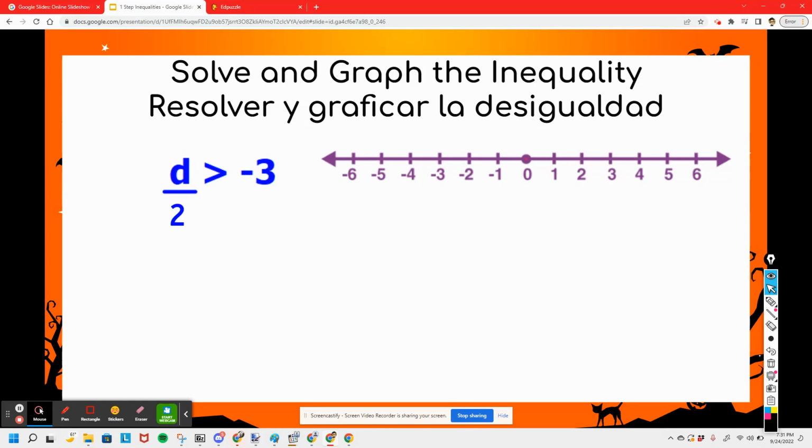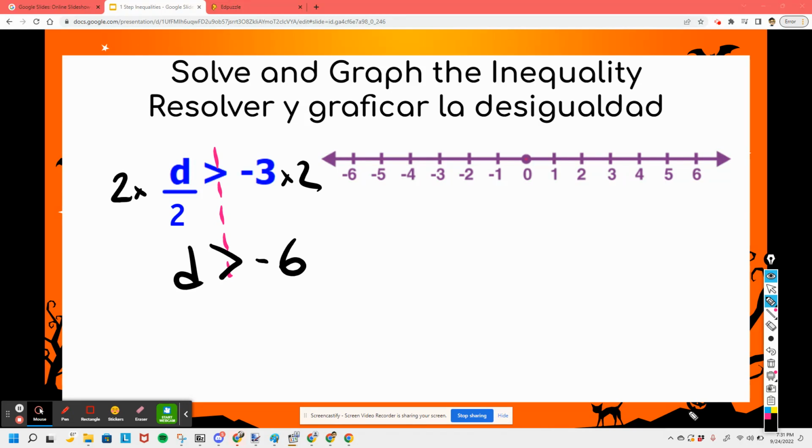I want you to try this one now. All right, we multiply both sides by 2. The arrow does not flip, even though the 3 is negative. The arrow does not flip. So it is going to be an open circle on 6, and it is going to the right because it is more than.